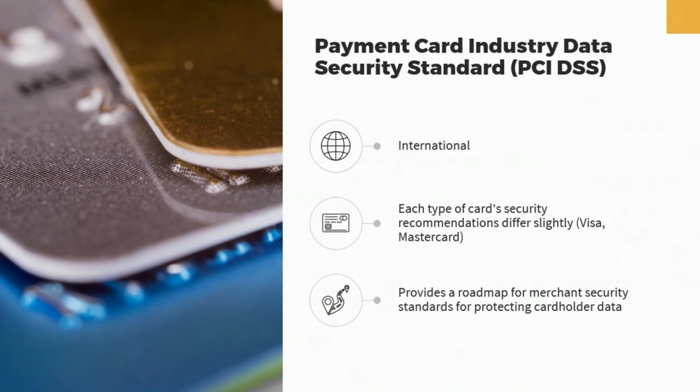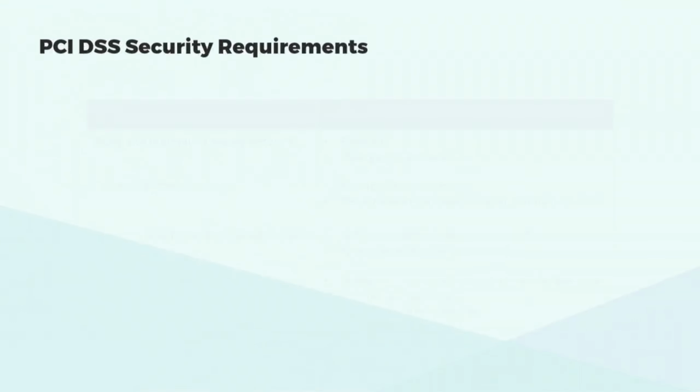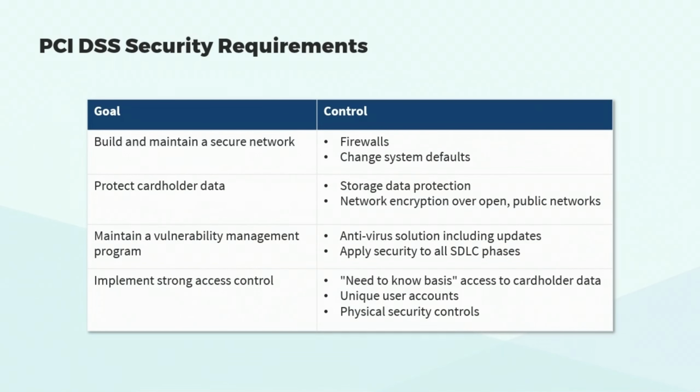Some examples of PCI DSS would be to build and maintain a secure network, a very general statement. Now, PCI DSS doesn't outline specific details, so we might implement security controls to address that goal by implementing firewalls, changing system defaults, and so on.